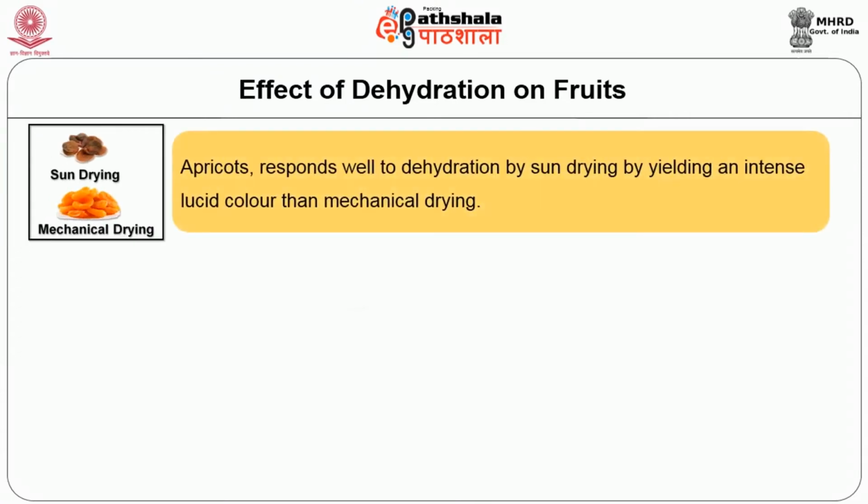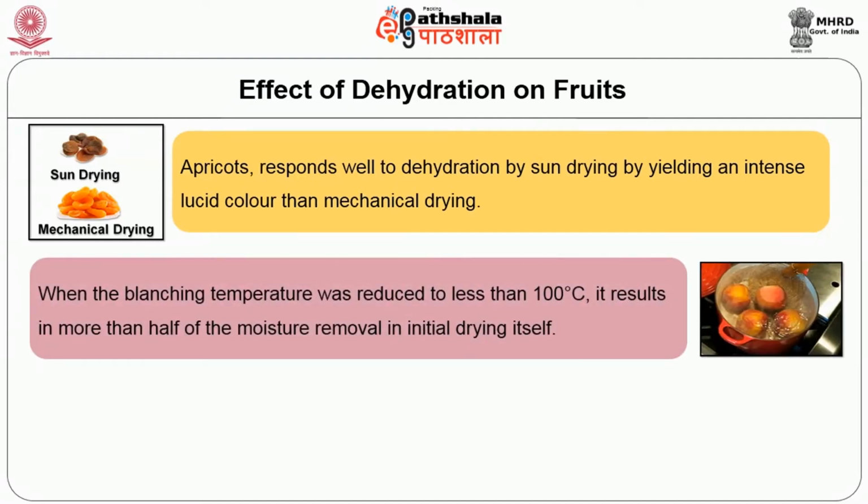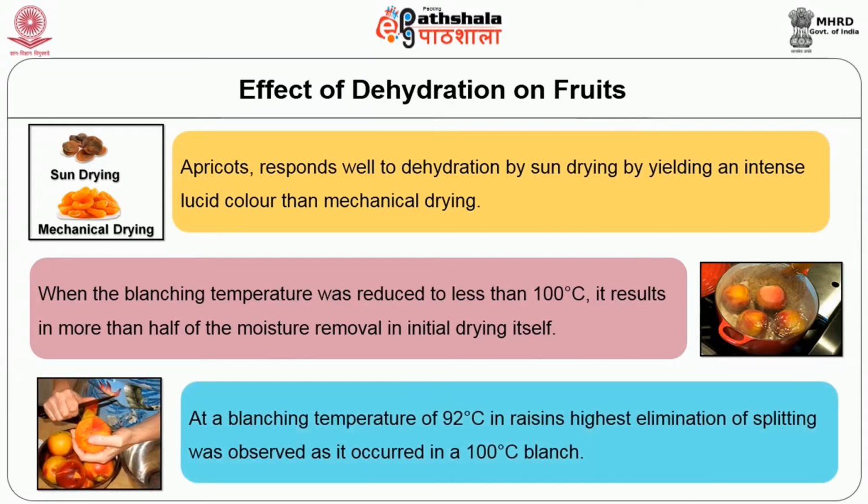Apricots respond well to dehydration by sun drying, yielding a more intense lucid color than mechanical drying. When the blanching temperature was reduced to 100 degrees Celsius, it resulted in more than half of the moisture removal in initial drying itself. At a blanching temperature of 92 degrees Celsius in raisins, the highest elimination of splitting was observed, as it occurred in a 100 degrees Celsius blanch.